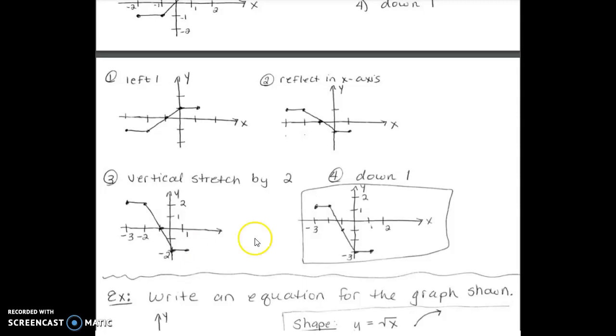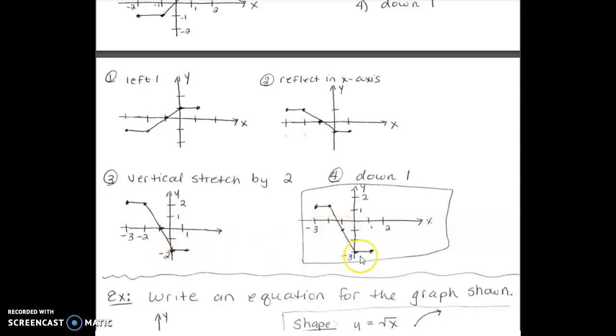And then finally, our last transformation for this problem would be moving it down 1. So this graph, every point gets shifted down 1. So this little segment is up here at y equals 2. It's going to shift down here and end up at y equals 1. This point we're going to pick up and move down to here.